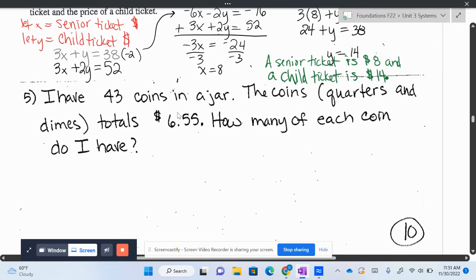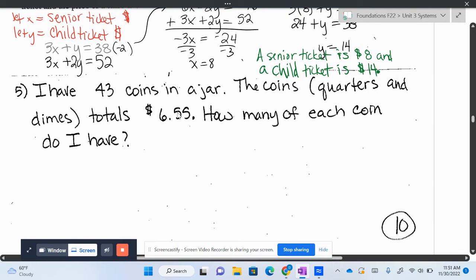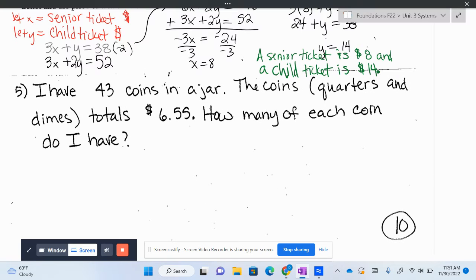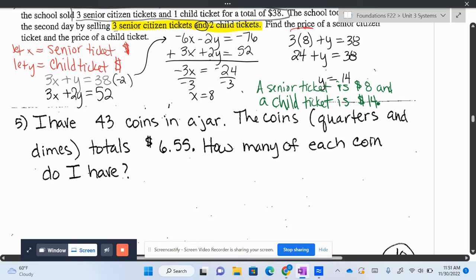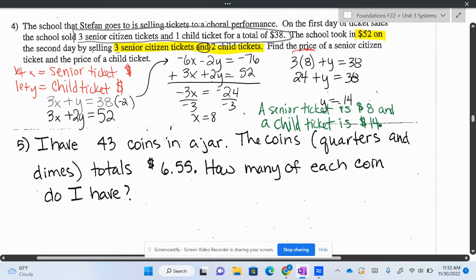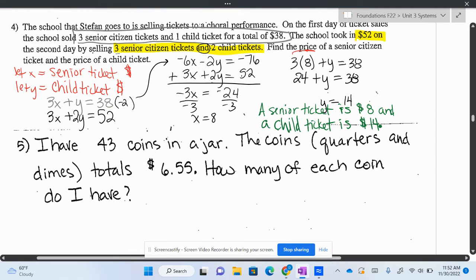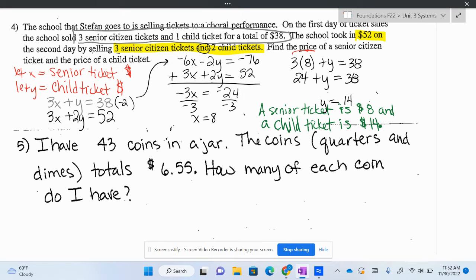Okay, here we go. I wrote this in, obviously. So this is a question just like yesterday. Yep. I have 43 coins in a jar. The coins, quarters and dimes, total $6.55. How many of each coin do I have?